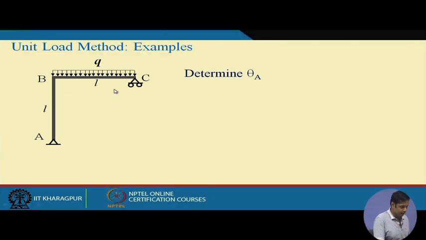So, this is a frame. Now, again it has two members AB and BC. Member BC is subject to uniformly distributed load. Both the members have the same length, and see the support condition. This is a hinge here, this is a roller here. So, this is a statically determinate structure.